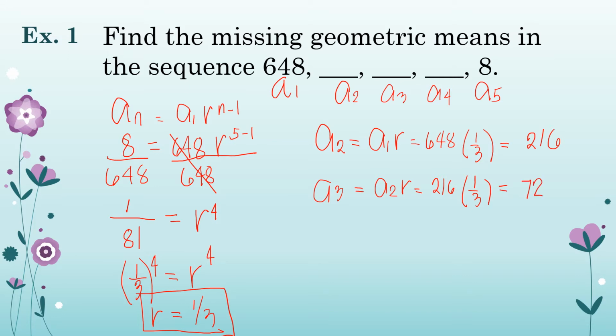72. What about a sub 4? So a sub 4 is equal to a sub 3 times r. So what is your a sub 3? 72. That's right. Times 1/3. So that gives us 24. So therefore, the three geometric means are 216, 72, and 24. Okay, did you get it? Very good.